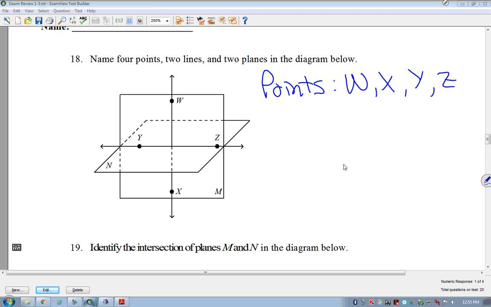Okay. Let's see, we need 2 lines. Okay, Kylie. Okay, YX, right? Right, and because it says lines, it's not asking for line segments, we would want arrows, correct? And Idali? WX. Okay, WX would work.